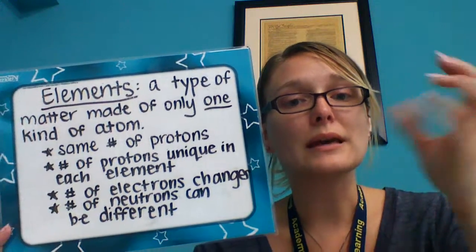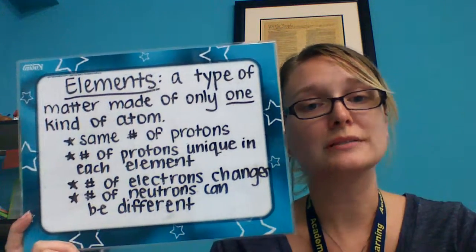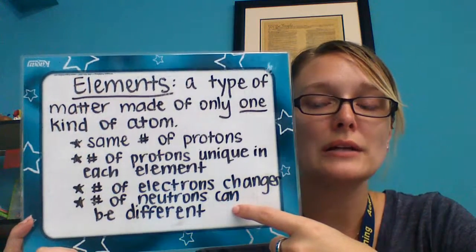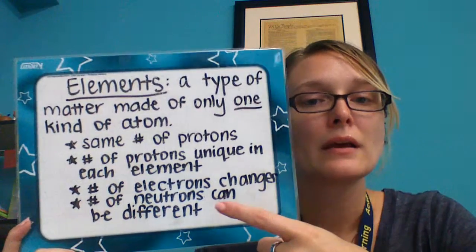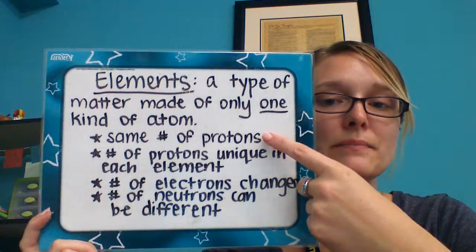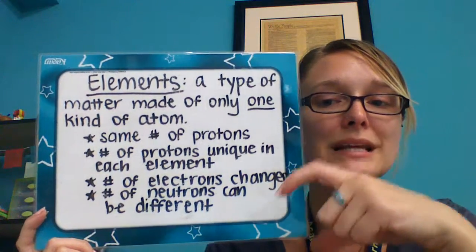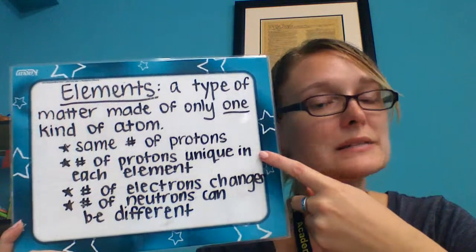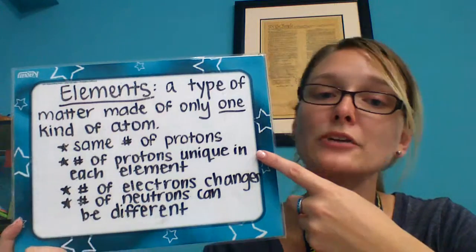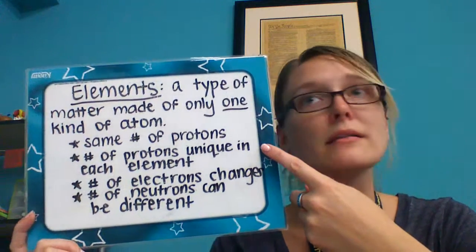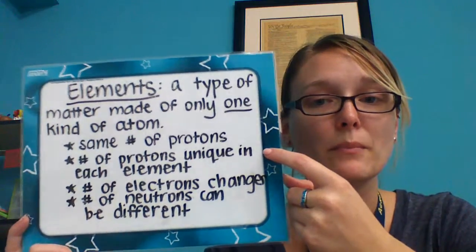An atom can gain and lose electrons. It doesn't stay the same all the time. And the number of neutrons can be different too. So the important part that stays the same are the protons. The number of protons are unique to each element. So the number of protons in gold is different than the number of protons in hydrogen or oxygen or neon or helium. All of them have different numbers.